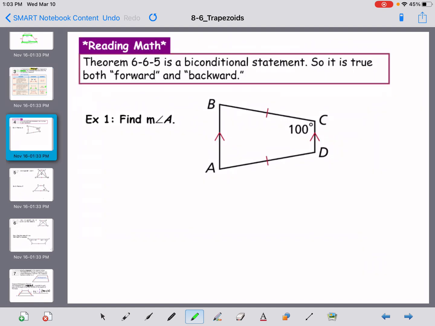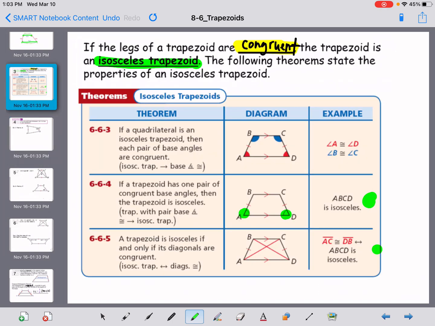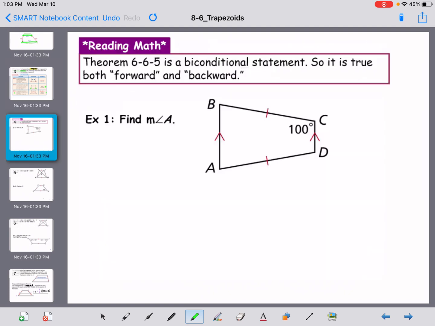All right, so this is just saying that last thing that I was trying to stress to you, about the diagonals being congruent and it being isosceles, or if it's isosceles and then the diagonals are congruent. That's called a biconditional statement. That means that if it's true one way, it's also true the other way, forward and backward.